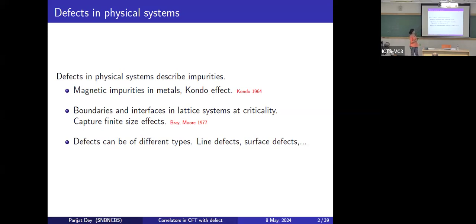And this lattice system can have boundaries, which is bounded by, say, some planes, or it can have interfaces where parts of the system are separated by some domain walls. The idea of these boundaries and interfaces is to capture the finite size effects of this system. This was also studied earlier in the 70s, by Bray and Moore in the context of semi-infinite systems. These defects can be of different types depending on the shape and size of the defects. So we can have line defects, surface defects, and so on.